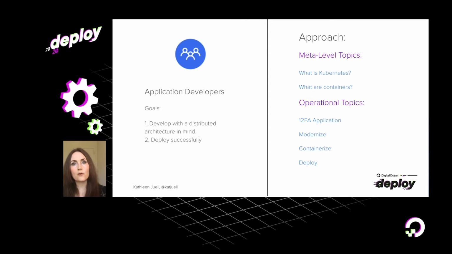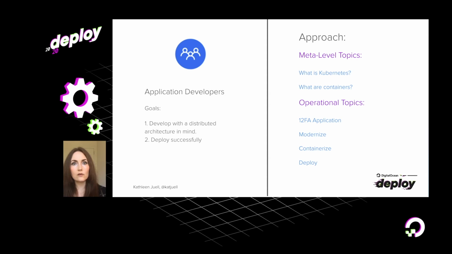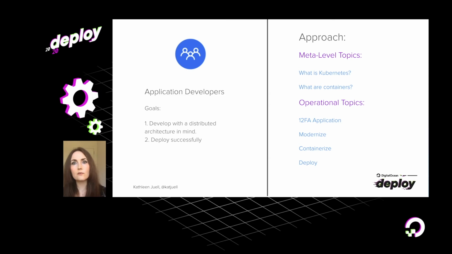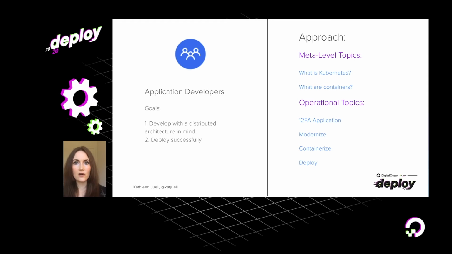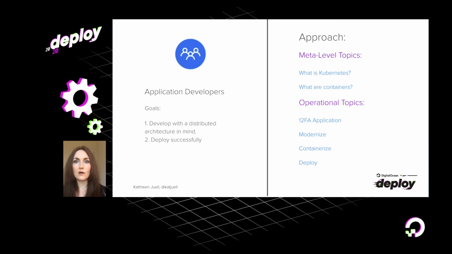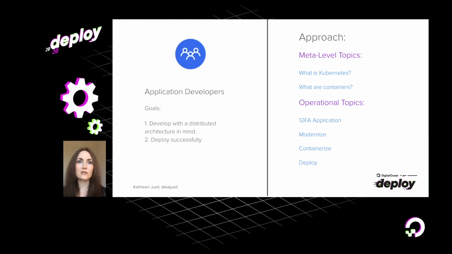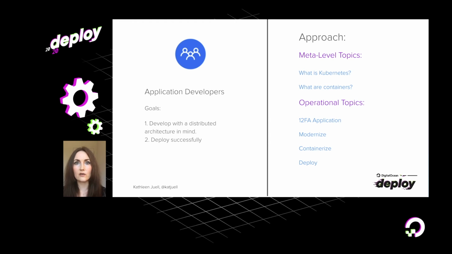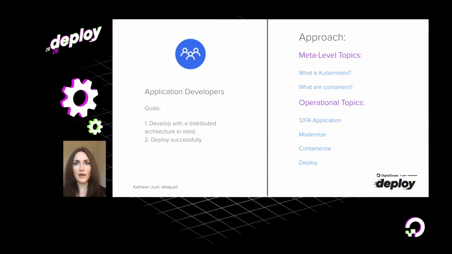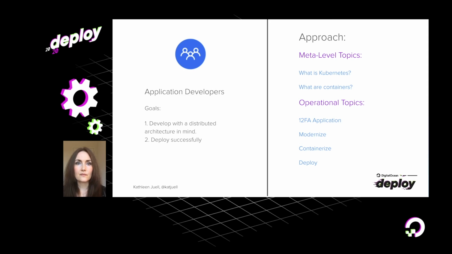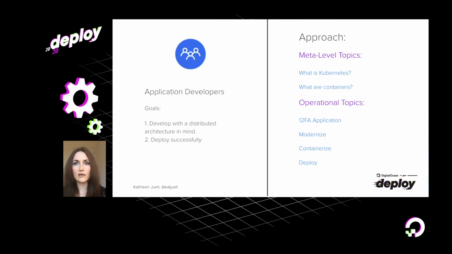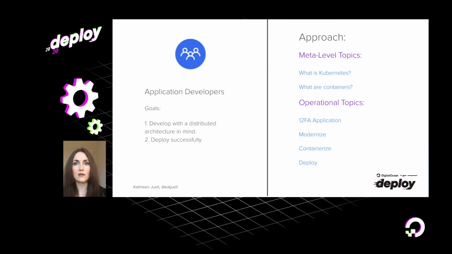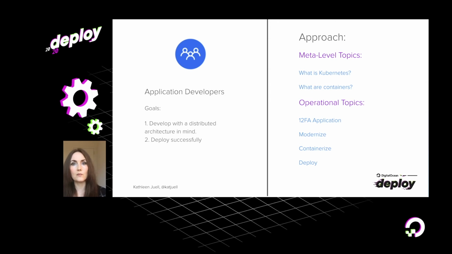One helpful approach is to separate out larger topics, like what is Kubernetes? What are containers? What are the components of a distributed architecture, from operational topics, like how do I extract my application configuration, or how do I ensure that my app is stateless? Again, it's important to understand the needs of your group, right, and what they have experience with, as well as what they're trying to accomplish ultimately.